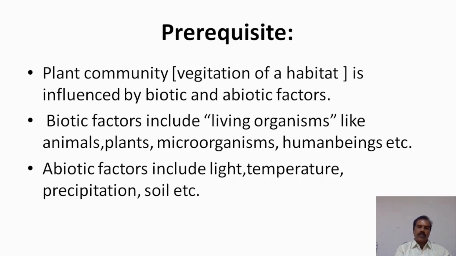They can be categorized into biotic and abiotic factors. Biotic factors are nothing but living organisms like plants, animals, microorganisms, human beings, etc. They influence vegetation or plant community of a habitat. Not only biotic factors, abiotic factors also influence plant communities, for example, light, temperature, precipitation, soil, etc. In this video lesson, we will concentrate on the effect of soil on plant communities.